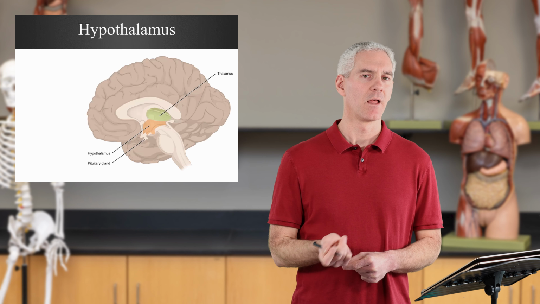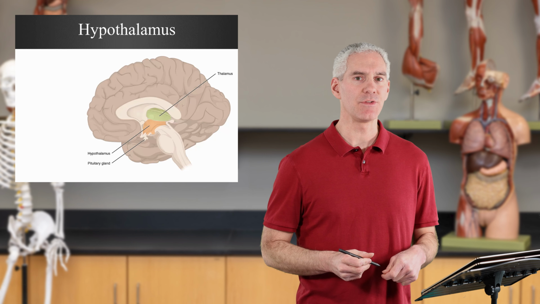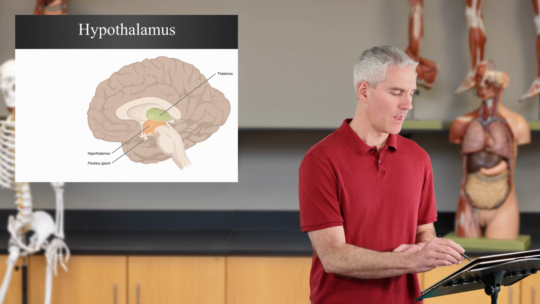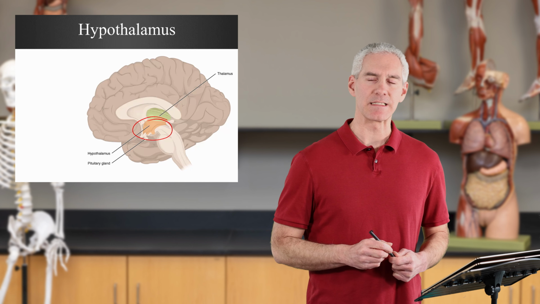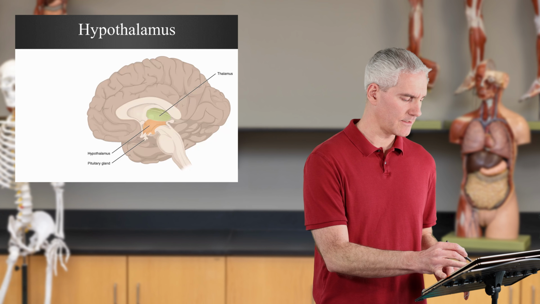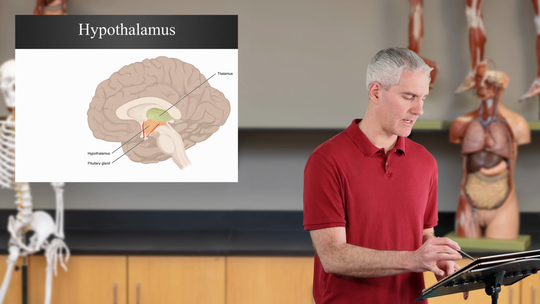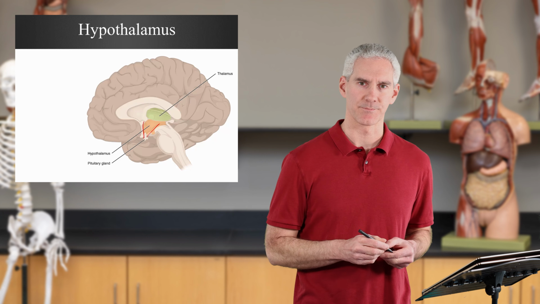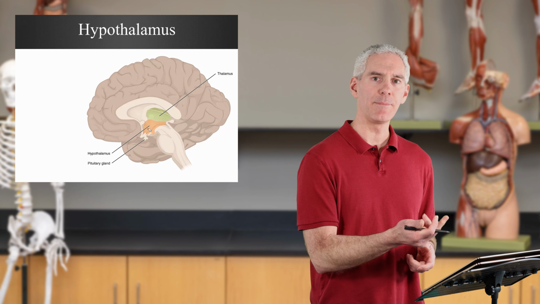Let's shift gears into the hypothalamus. So this orange area is the hypothalamus. Now you can kind of notice it has a little bit of an almost triangular look to it. It kind of comes down to a point. But that's the hypothalamus.